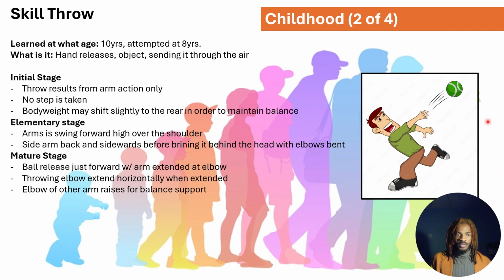When I'm at the mature stage, the ball is released with my arm extended above, and my elbow extends horizontally when extending. My support arm, the one I'm not throwing with, raises to help with my balance, with balance support, of course.